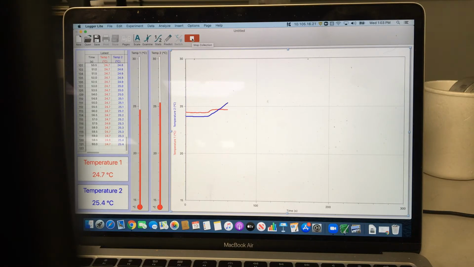And we can already start seeing that the blue line, which is the one over the metal, the thermometer that's connected to the metal, is getting a lot warmer than the one on the non-metal. It's not even close right now.